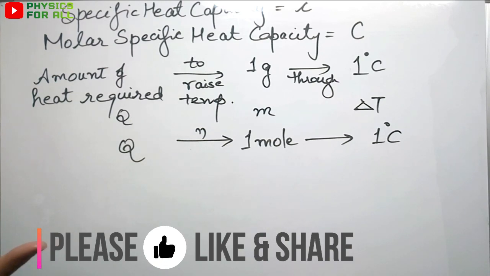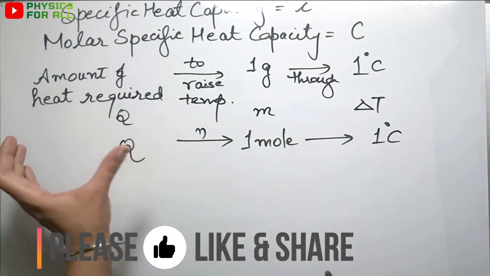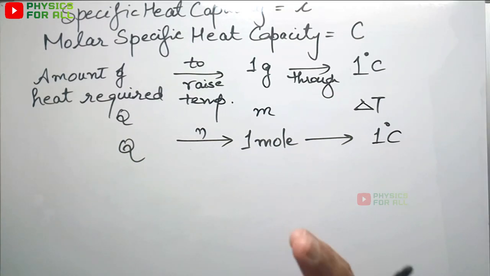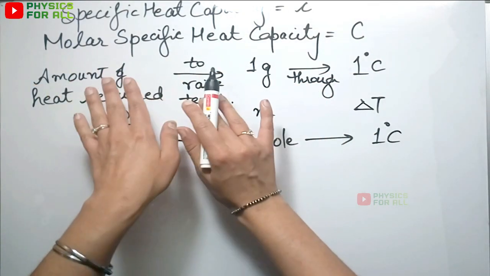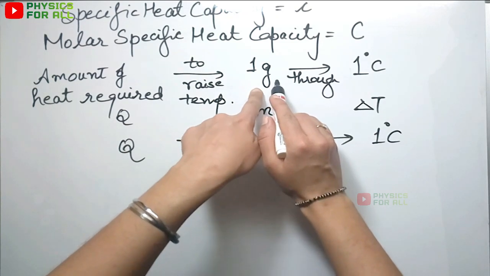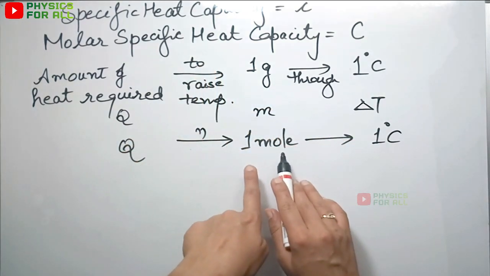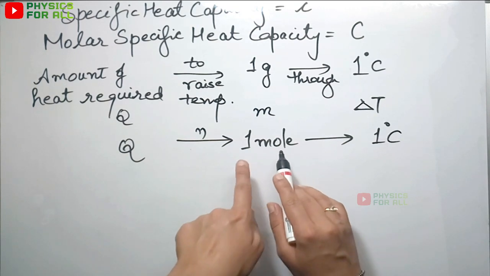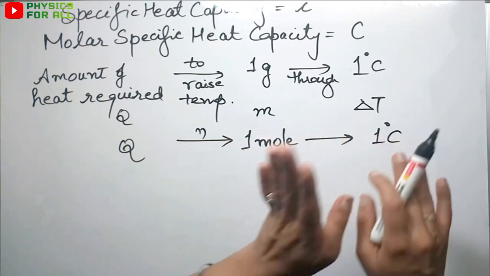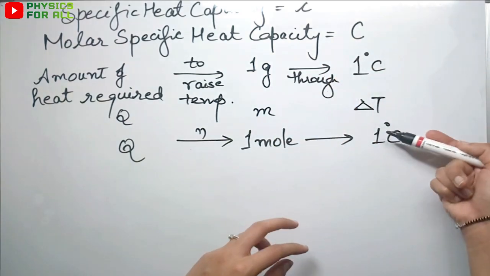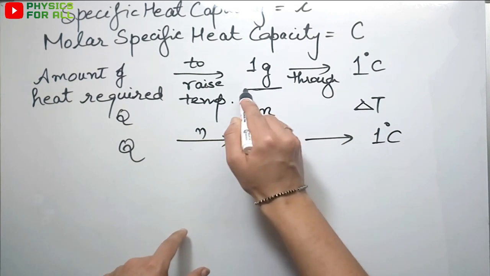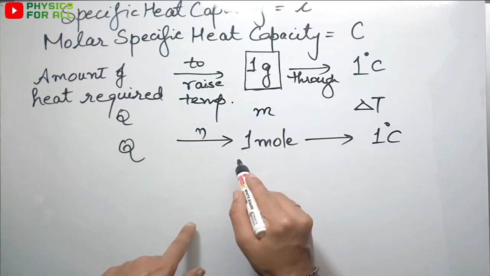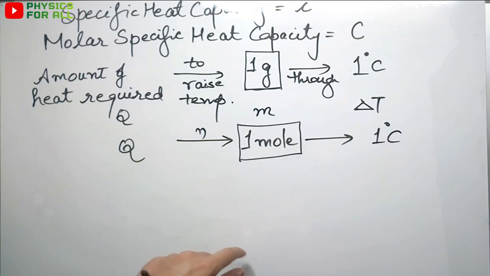So everything is the same. Again, we need some amount of heat required for the substance. But specific heat capacity is for raising the temperature of 1 gram of substance, whereas molar specific heat capacity is the heat required to raise the temperature of 1 mole of substance through 1 degree Celsius. Both raise the temperature through 1 degree Celsius. So the only difference is here we have 1 gram of substance and here we have 1 mole of substance.